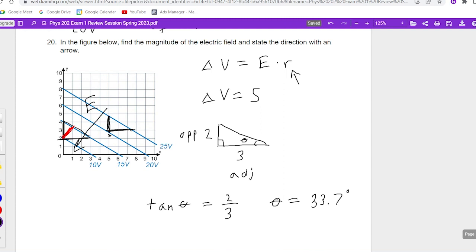Again, I think that was the hardest problem from your practice exam, because that's really difficult. I don't think you'd probably get that on your own, but now you have a chance. Any questions on number 20? Okay, great. On to 21.